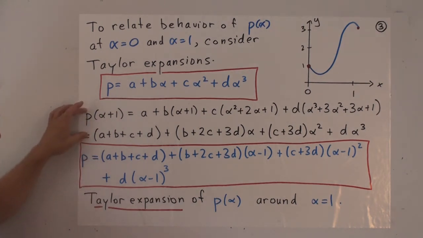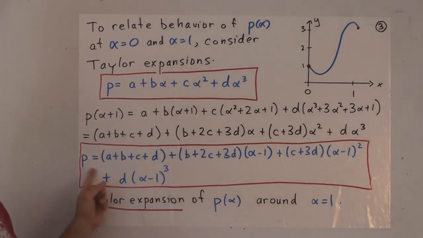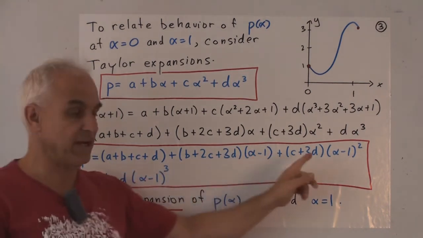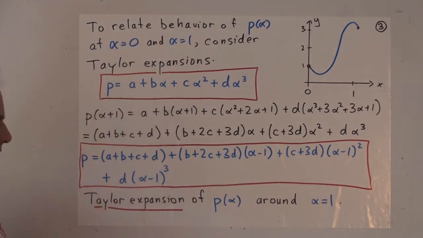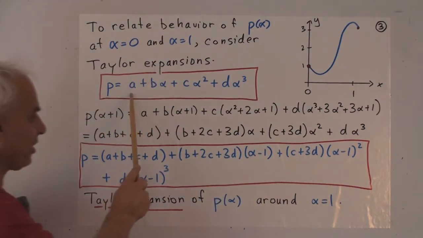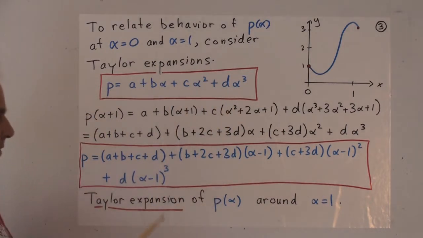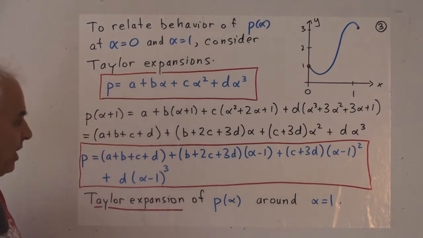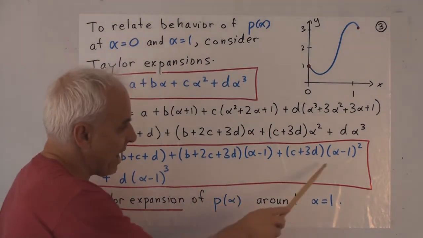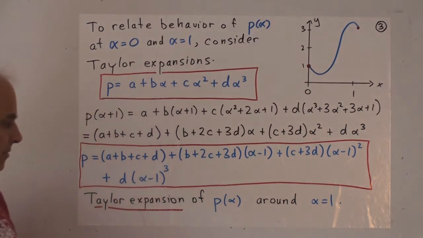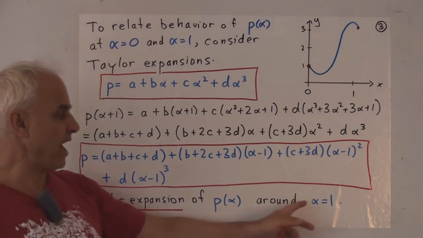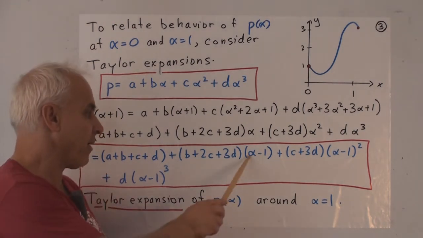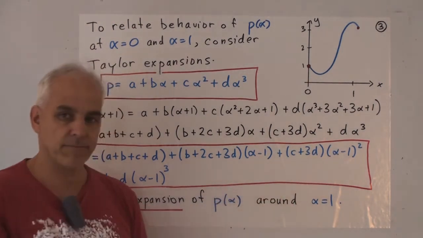So we've translated it by 1 first, rewritten it, and then translated back, so we still have the same polynomial that we started with, but now it's written in a rather different way. So we've started with a polynomial in powers of alpha, and we've managed to rewrite it using just a bit of high school algebra, that's all. We've managed to rewrite it in terms of powers of alpha minus 1. This is called the Taylor expansion of this polynomial around alpha equals 1 because, all right, we've got terms alpha minus 1.